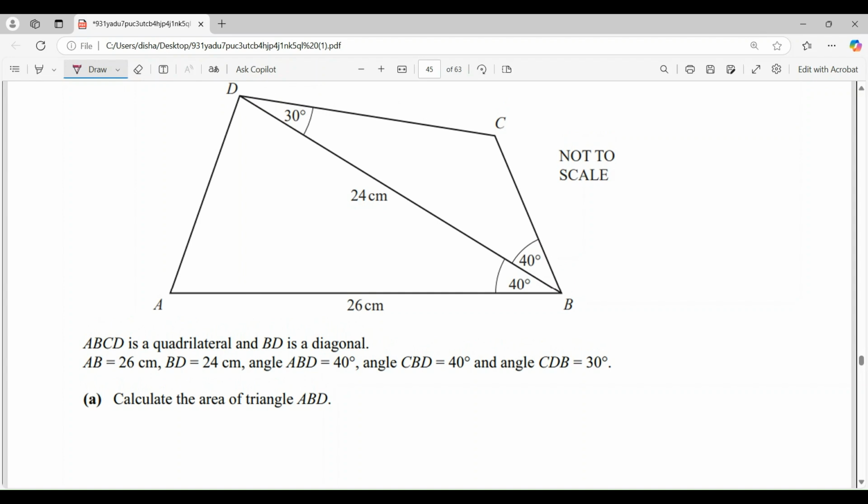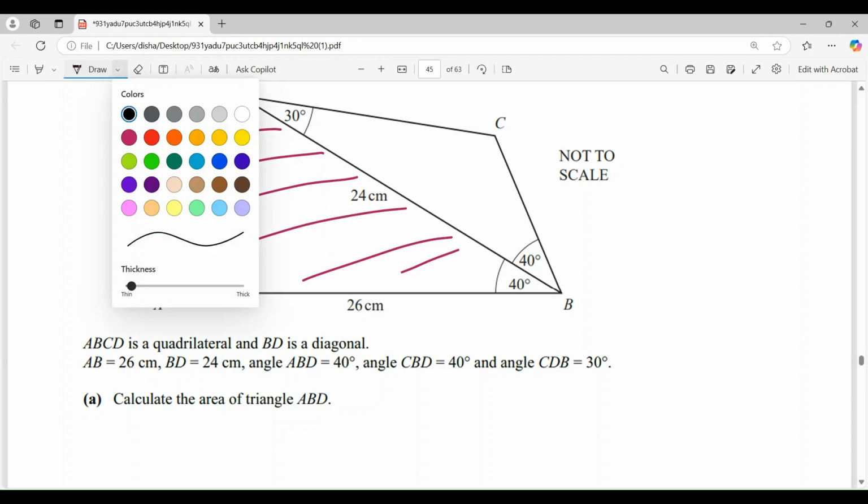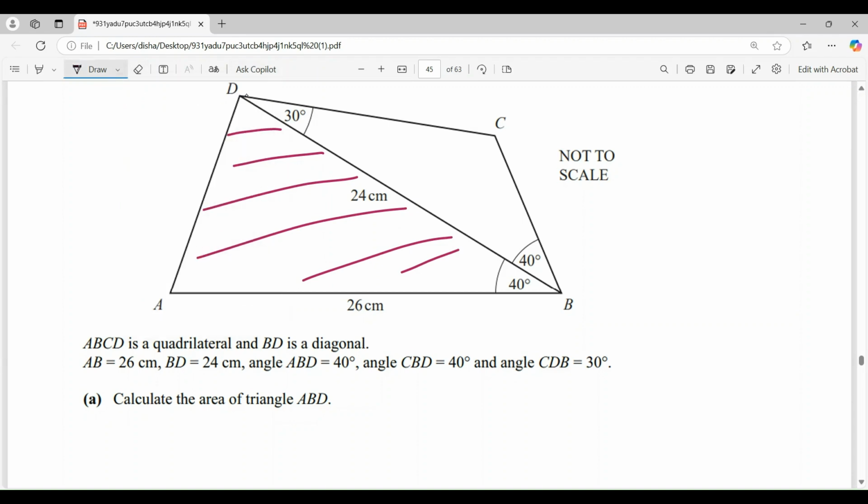Now, what is the area of the triangle? Half base times height, right? I do not have the height for the triangle ABD. So this is my triangle. I know the base. I do not know the height. So what I'm doing is I'll draw one height here, construct one height here.